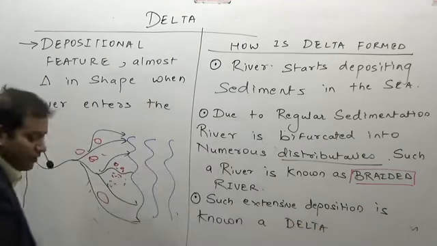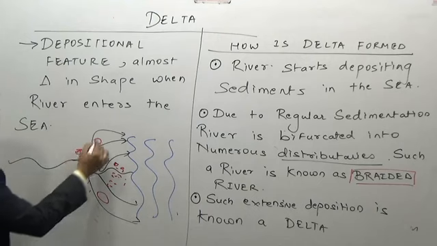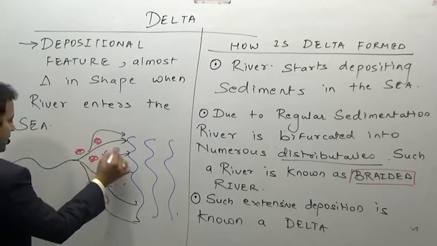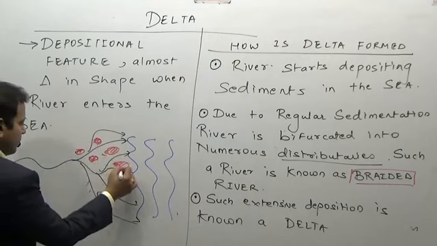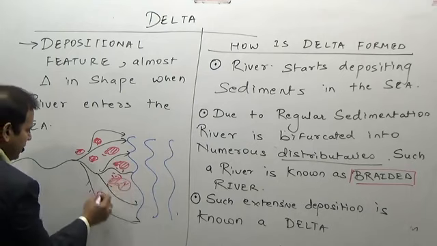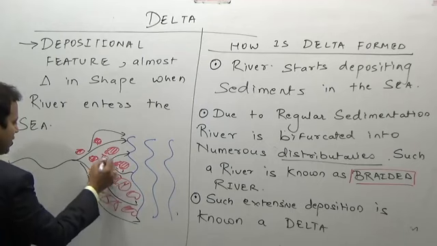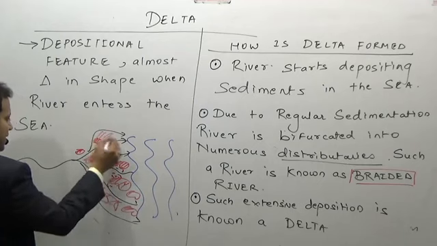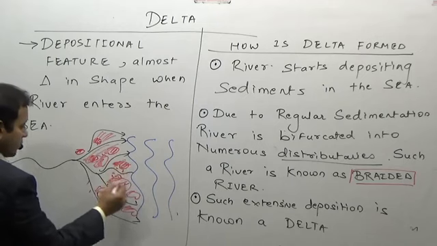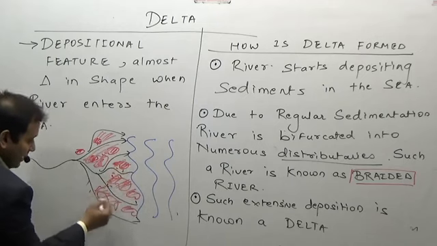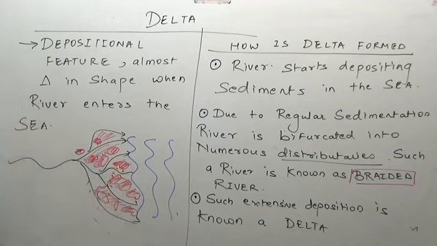Now over the period of time, these deposits will be sedimented, they will become compact to give rise to a land structure, and these deposits will increase and the river will look like narrow streams, and in between this will be entirely a land structure due to the process of compaction of the sediments, resulting in the formation of a delta.